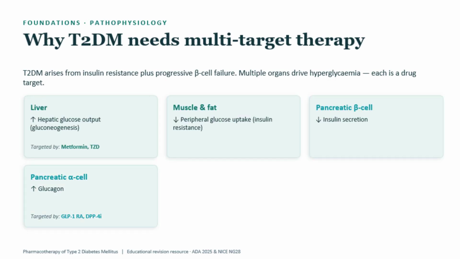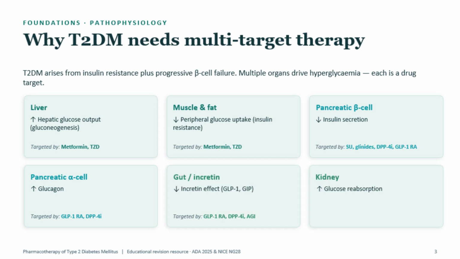Here's the big idea that unlocks everything. Type 2 diabetes is not one broken thing. It's a whole team of organs misbehaving at once. Insulin resistance plus a slowly failing beta cell. The liver's pumping out too much glucose. Muscle and fat won't take it up. The pancreas under-secretes insulin and over-secretes glucagon. The gut's incretin signal is blunted, and the kidney is happily reabsorbing sugar it should dump.